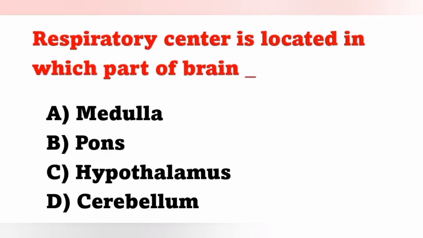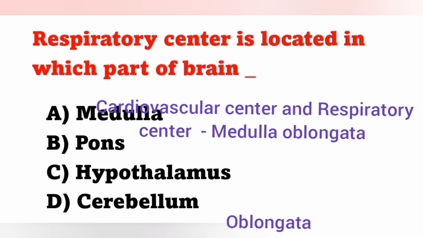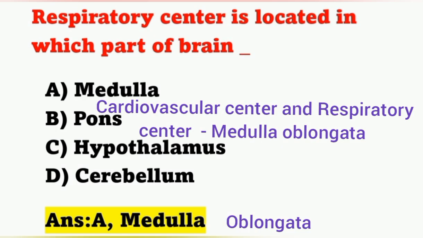Respiratory center is located in which part of the brain? Options: option A, medulla, option B, pons, option C, hypothalamus, option D, cerebellum. The respiratory center is located in the medulla oblongata. Option A is the correct answer.